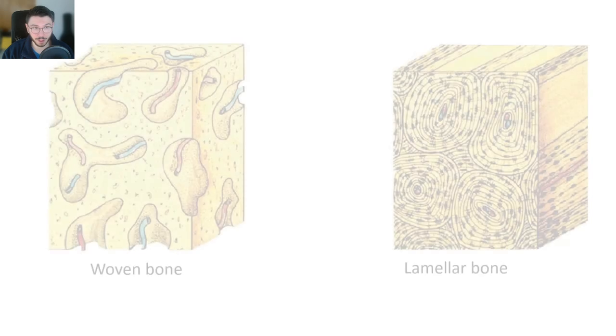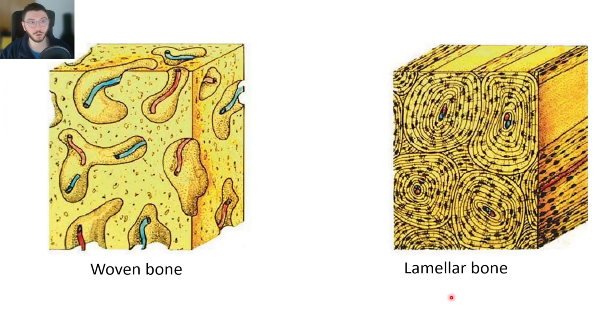So let's talk about woven and lamellar bone, right? Woven and lamellar bone are different from compact and trabecular, and it's to do with the way the collagen is deposited. So as I said before, this is woven bone, so this is the bone that gets initially produced by osteoblasts, and it's very haphazard, as you can see. And in the previous video, when I talked about collagen deposition in tendons, it's very similar to that. It's very haphazardly deposited collagen fibers.